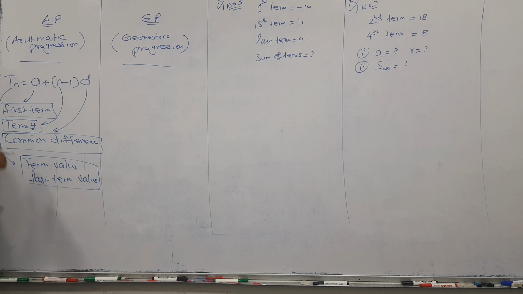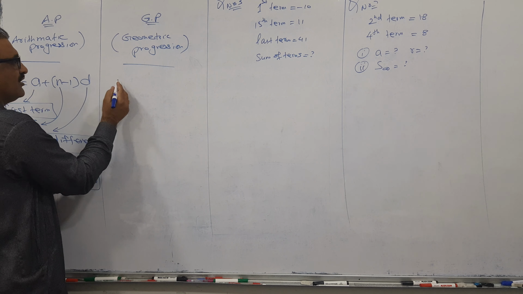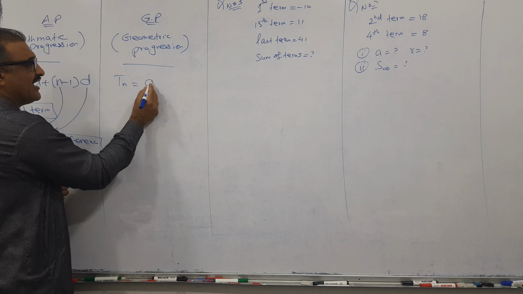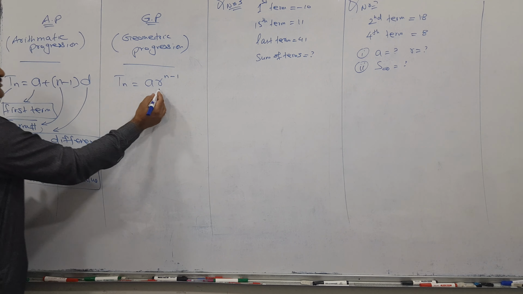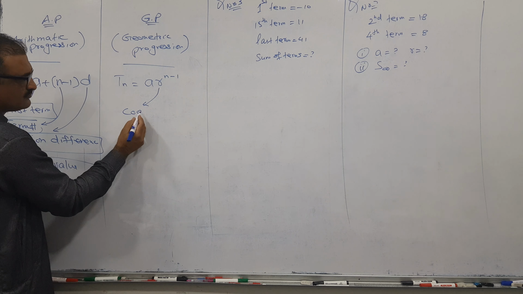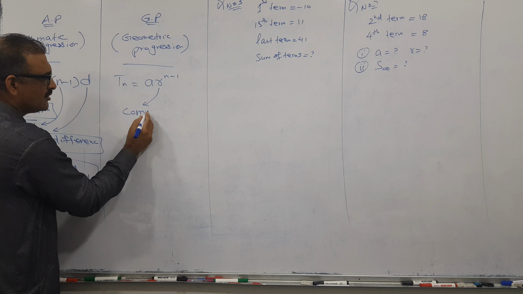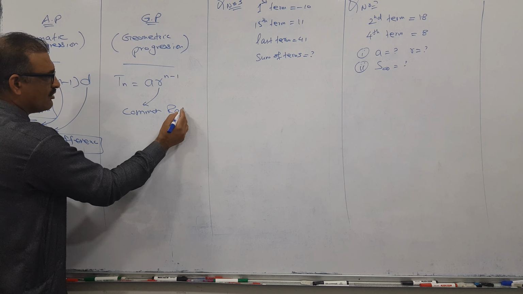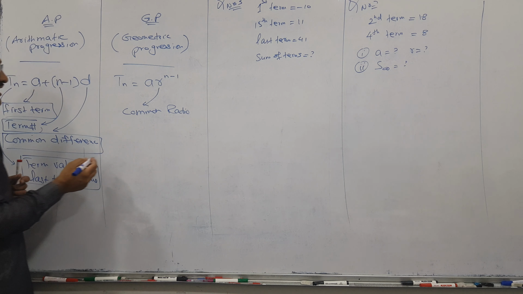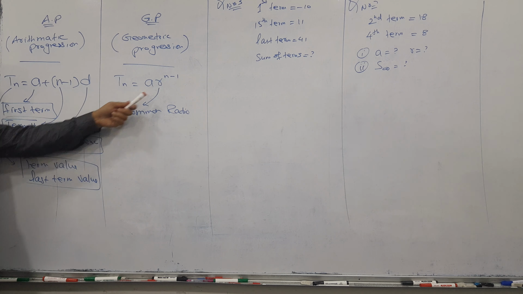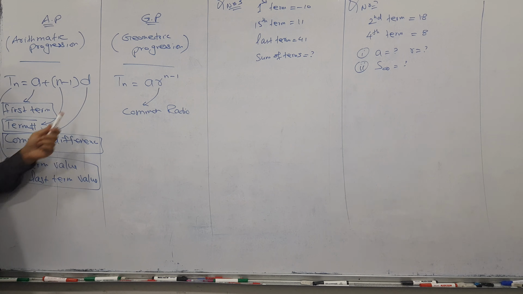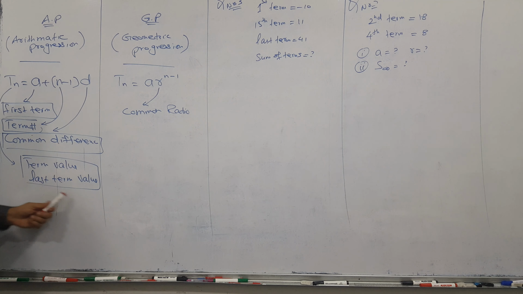Similarly, for GP we have one formula: Tn equals A r to the power n minus 1. Here r is called the common ratio. The rest is the same: A is called the first term, n is the term number, and Tn is the term value or last term value.